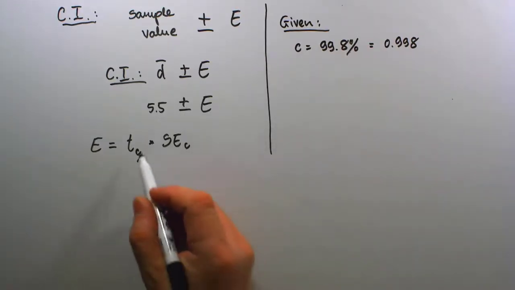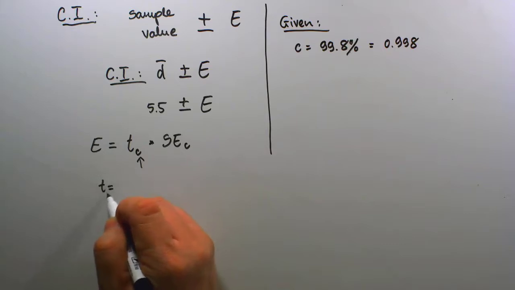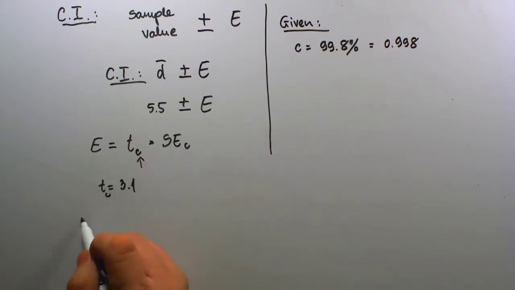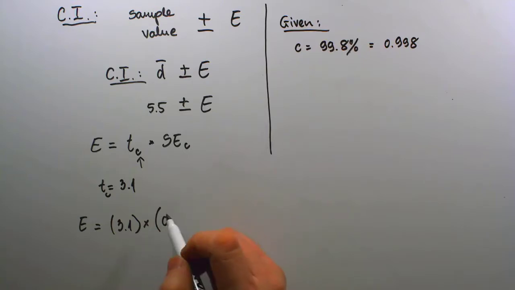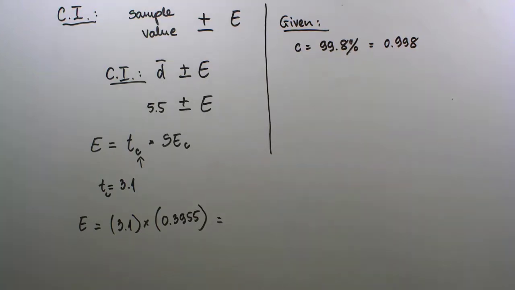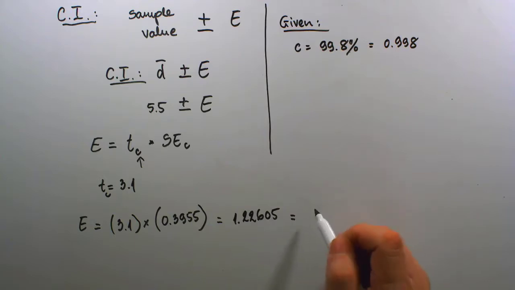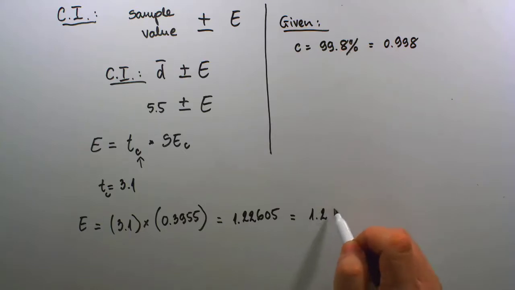And so after we have found our T sub c to be 3.1, then our margin of error is ready to be completed. It's 3.1 for T sub c, multiplied with the SEC that I have shown earlier, which is 0.3955. And so the final calculation gave me 1.22605. And in this case, I'll round it down to 2 decimals, so 1.23.